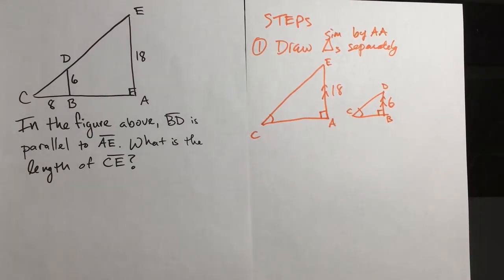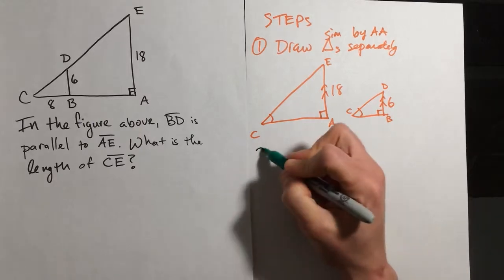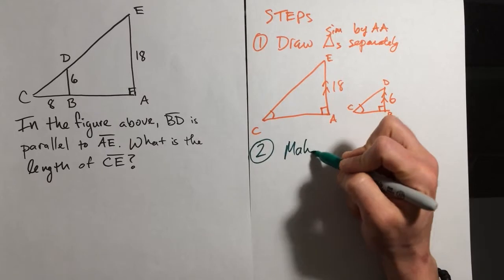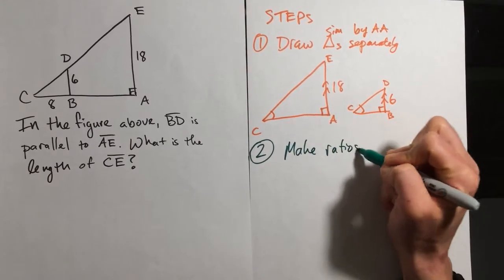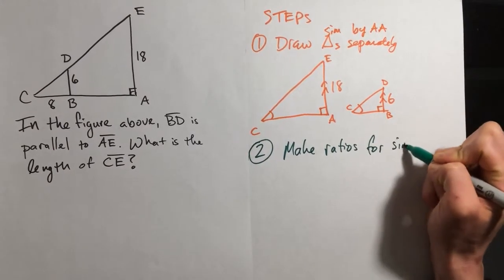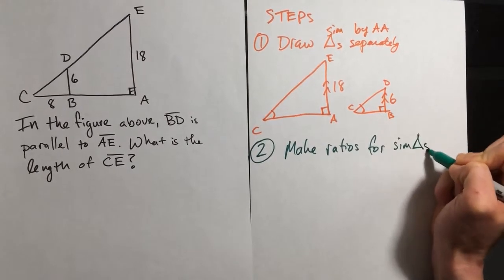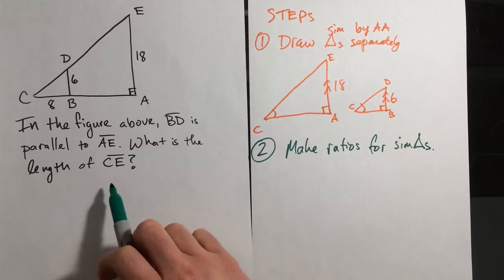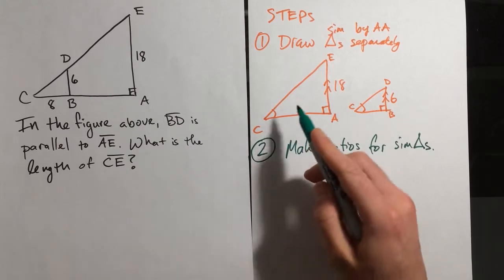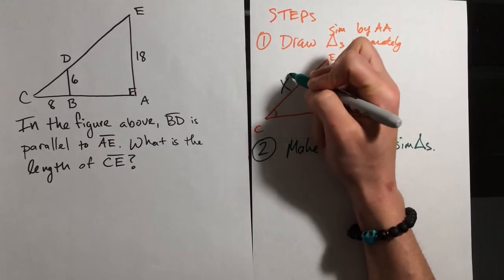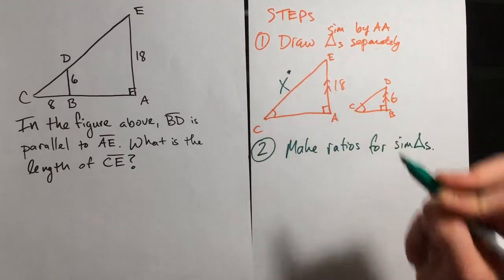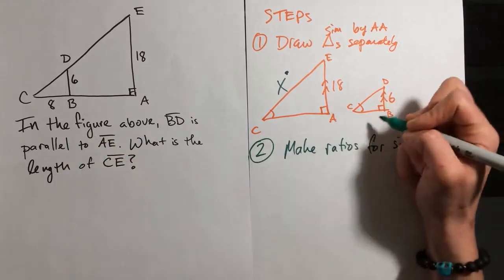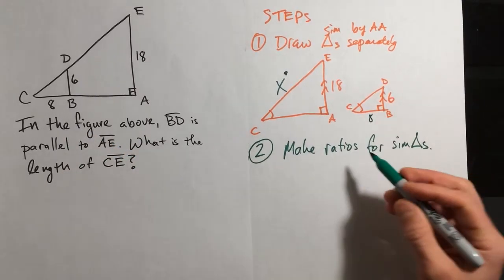If we switch colors here, let's go to green. Step 2, we need to be able to make our ratios for similar triangles. So here, let's make our ratio, and let's notice what we're looking for here. We're looking for the length of segment CE, this segment here. So let's give it a familiar letter. Let's call it X, just X. I like that letter. And I get one more value here, that's an 8 there. So let's start with a ratio.